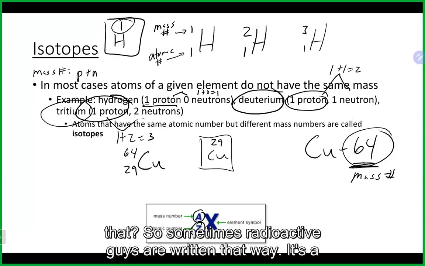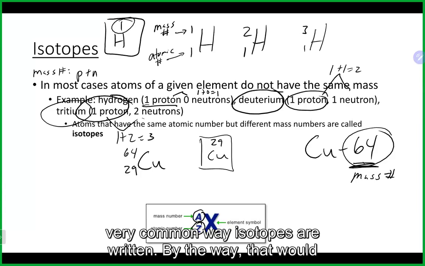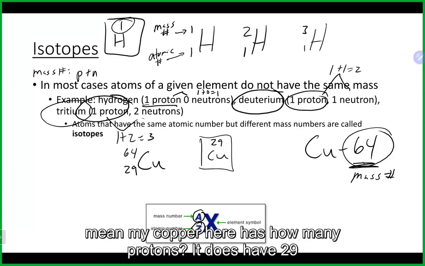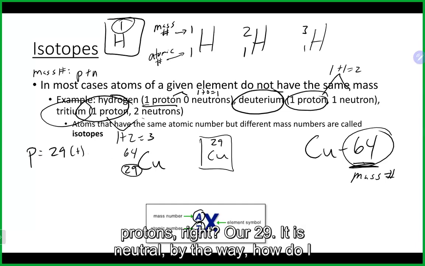Question on that? So sometimes radioactive guys are written that way. It's a very common way isotopes are written. By the way, that would mean my copper here has how many protons? It does have 29 protons. Or 29, it is neutral. By the way, how do I know it's neutral?